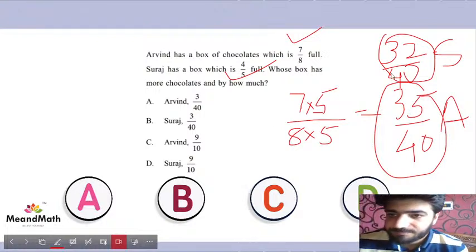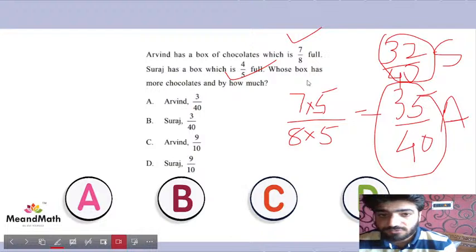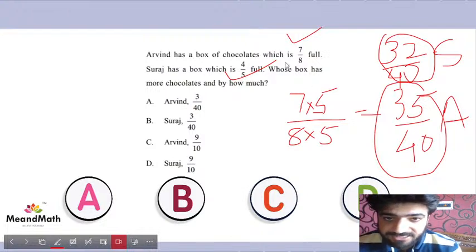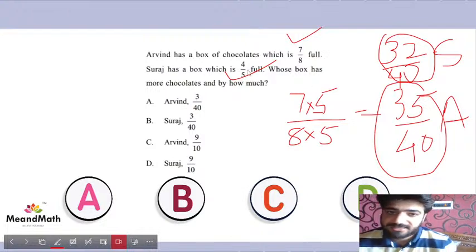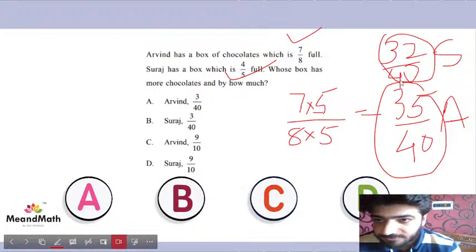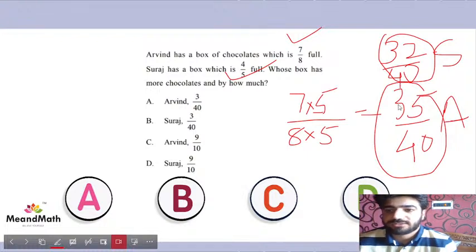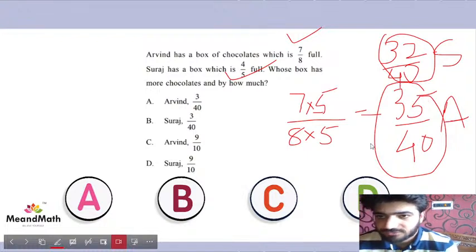I converted them with the common denominator, that is 40. It means I multiplied 5 by 8 and 8 by 5. And then I have to multiply the respective numerators by the same number. If I have multiplied 5 by 8, 4 is also multiplied by 8, that is 32. So Suraj has a 32 by 40 box of chocolate full, and Arvind has a 35 by 40 box of chocolate full. So who has more chocolates?